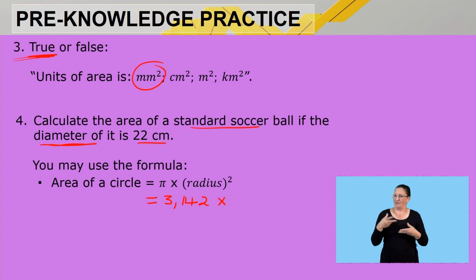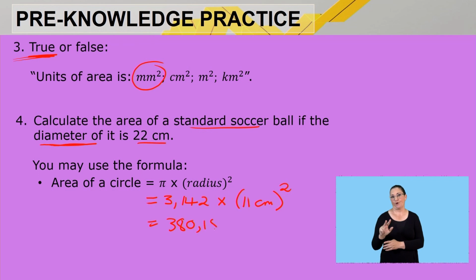Second, I want my radius. But what was given is my diameter. You know by now that your radius is half your diameter. So half of 22 will be 11, and I indicate this is 11 centimeters. And remember to square that value as indicated by the formula. So now I'm going to simplify by typing in 3,142 multiplied by 11 squared. That will give me the area of this soccer ball of 318,182. And remember, it's two-dimensional, and I'm going to square my value, so the unit is squared centimeters. Guys, are we clear on that?